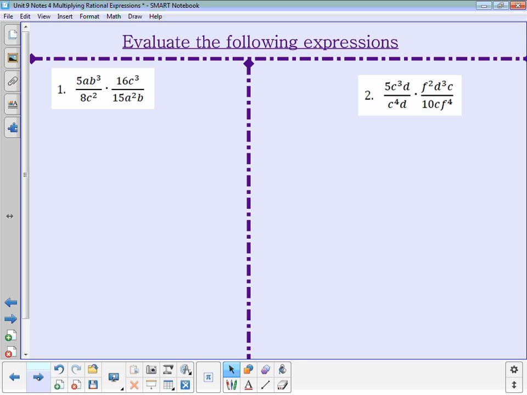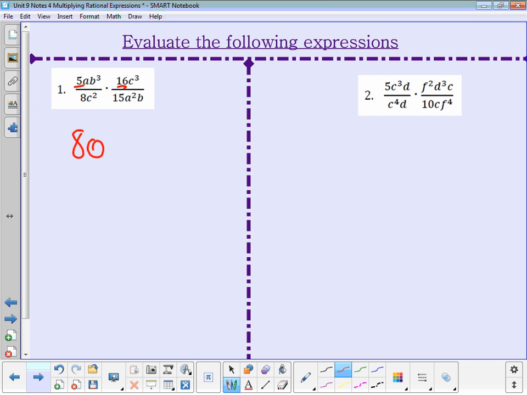So let's go ahead and take a look at this. Okay, so first thing we want to do is multiply. So we want to multiply those numerators together. So the first thing I'm going to do is multiply coefficients. When you're multiplying monomials, you multiply coefficients, add exponents. So I'm going to take 5 times 16, and that's going to give me 80. Okay, so now I'm going to continue multiplying across.